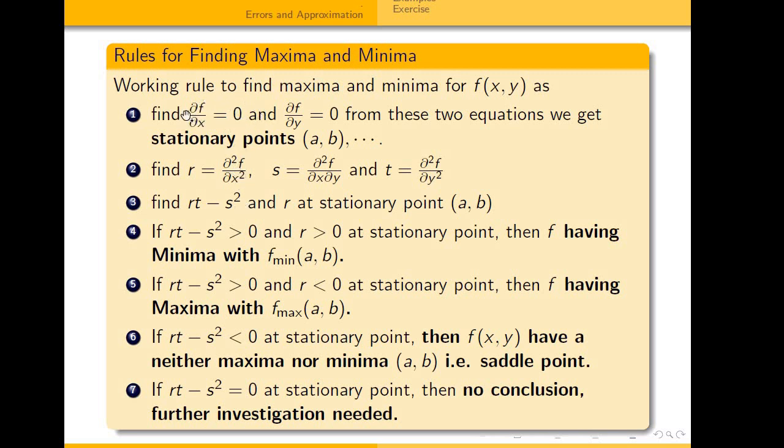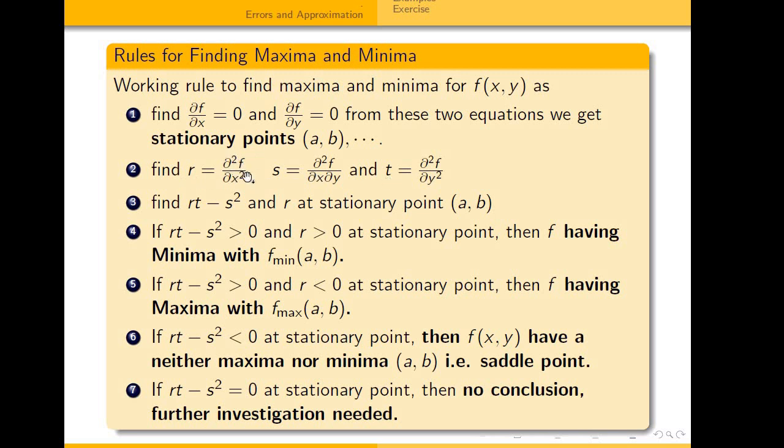But before this, we will find the stationary points by setting the partial derivative of f with respect to x equal to 0 and the partial derivative of f with respect to y equal to 0. By solving these two equations, we get a point, or points. This is the stationary point. After the stationary point, we have to find r, s, t.